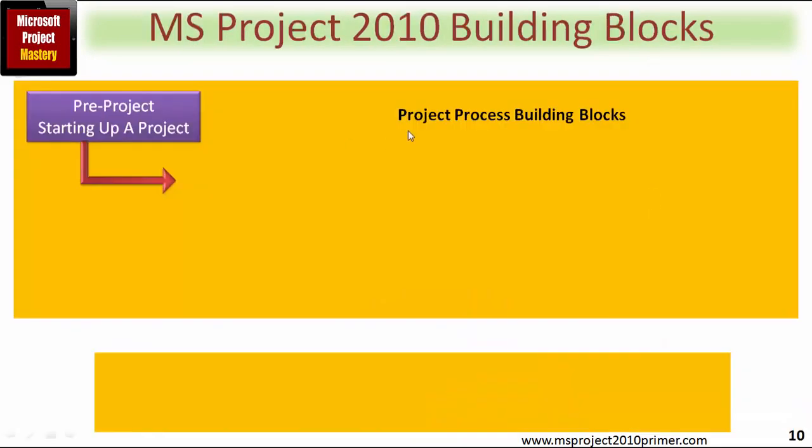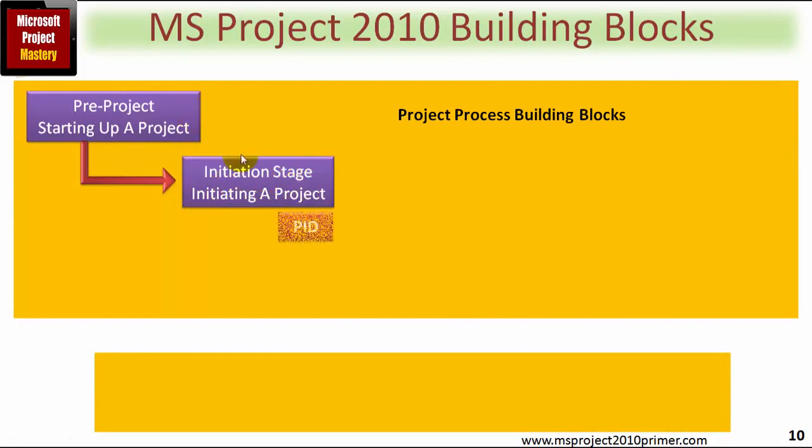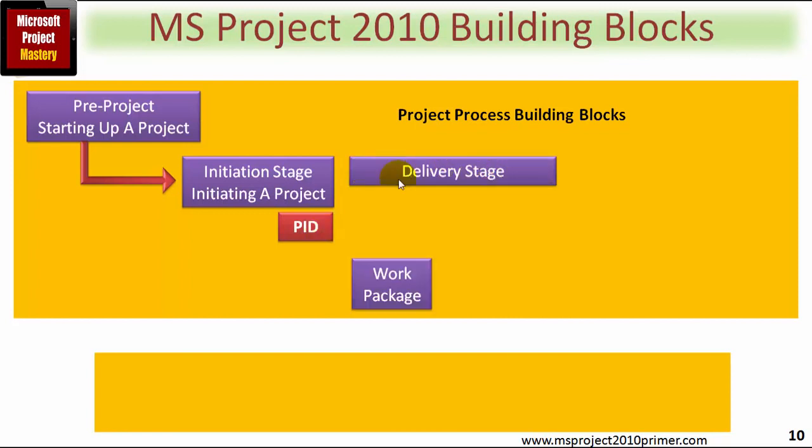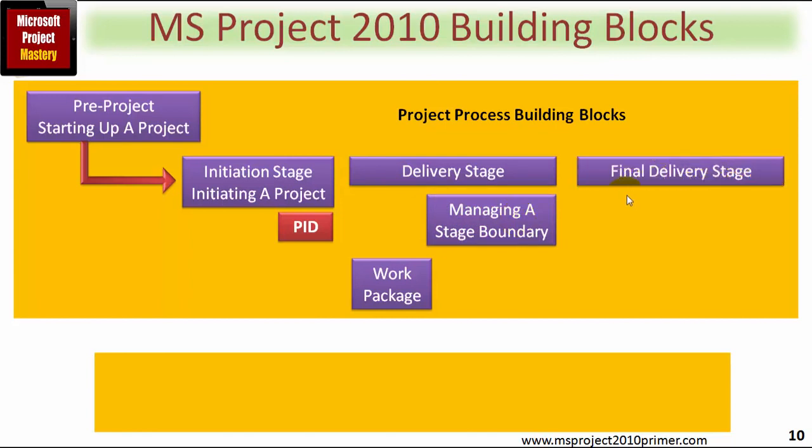So let's look at the building blocks that you'll be getting. You'll be getting pre-project, starting up a project, and the initiation stage, using the initiating a project process, along with the creation of the PID and ultimately assembling it with all of the parts of the PID. This has all been built into your standard modules. You'll have a delivery stage module with at least one work package in it, and for those interim delivery stages, the managing a stage boundary process included. You'll also have a module for final delivery stages, along with one or more work packages and the closing a project process.